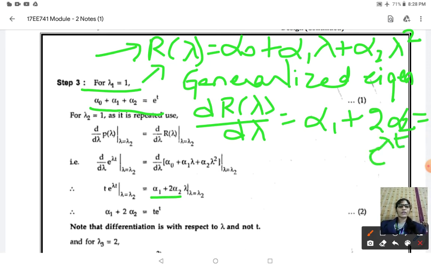So with respect to lambda, if you differentiate, you will get e to the power of lambda t into t. With respect to lambda, if you differentiate, you will be getting t over here. That is your second equation. In this equation only, you have to substitute lambda is equal to 1, because your second root is going to be 1.